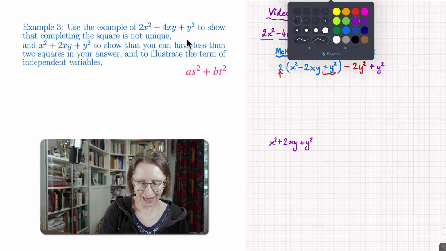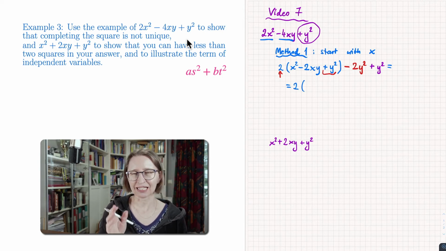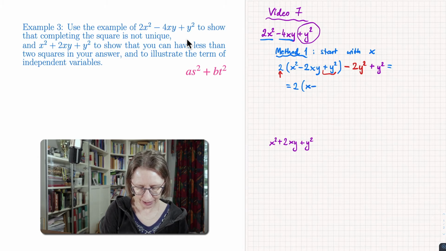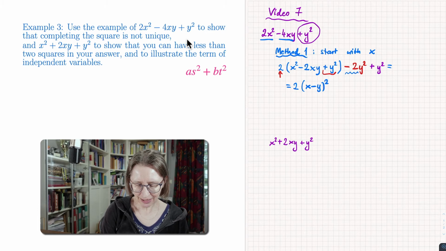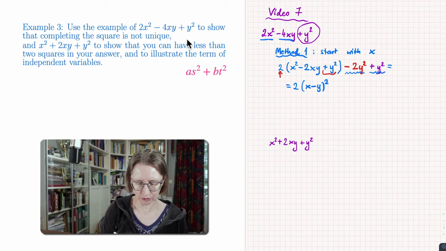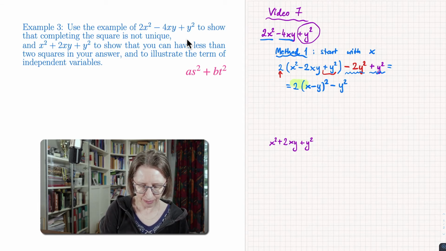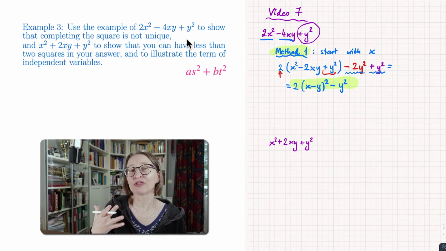And the only thing left to do is write this first expression in the parentheses as a perfect square. It is x minus y all squared. And these terms here are so-called similar terms, so they are both multiples of y squared. I have minus 2y squared plus 1y squared, which gives me minus y squared. And this is my first expression. I'm done with completing the square.